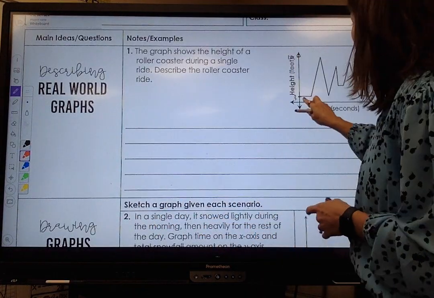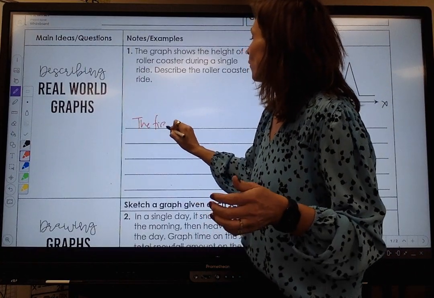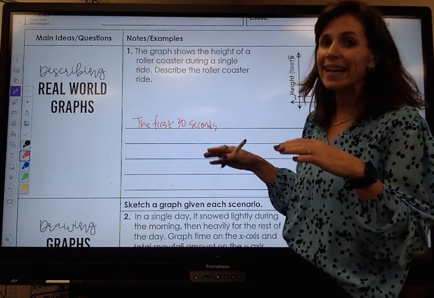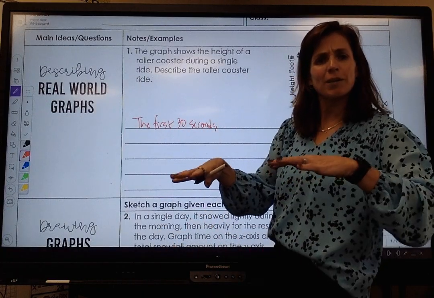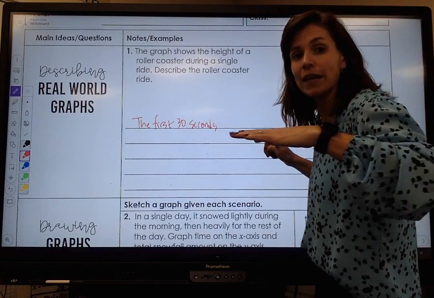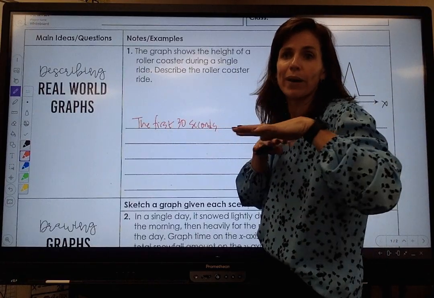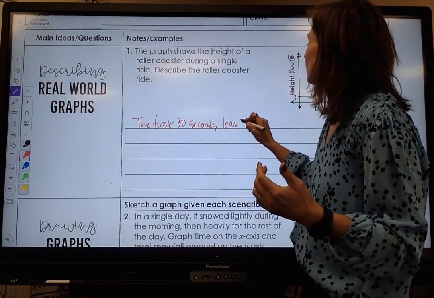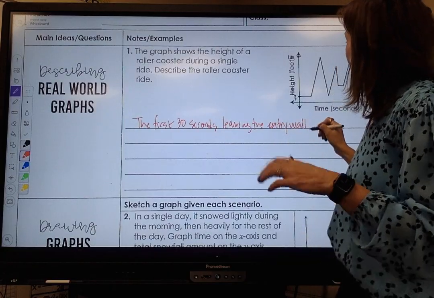Well, it could be, for the first 30 seconds, you are riding out in your cart. You're not at 0, because 0 would be flat on the ground. You're starting about 3 feet up, so you're in the roller coaster, and you're not going up or down. So you're just leaving the entryway, whatever that is called in the roller coaster. So for the first 30 seconds, you are leaving the entryway, for lack of a better word.